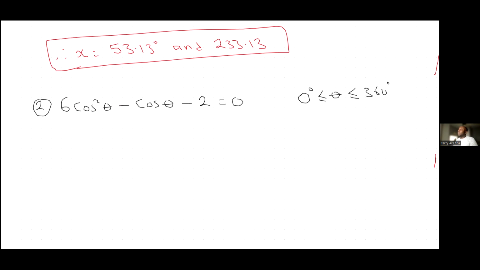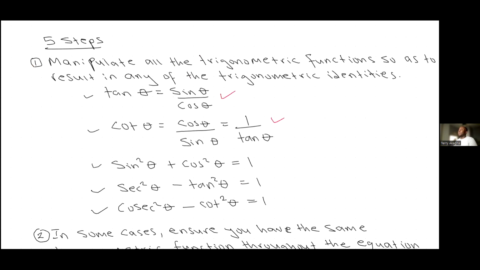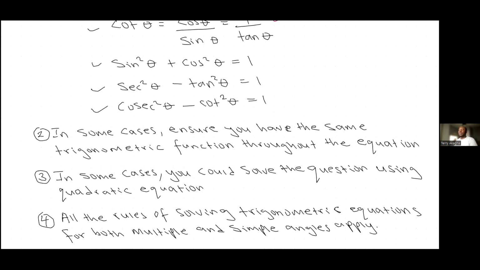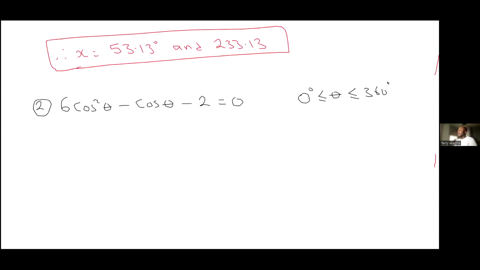Now, this is an interesting one. So when we went back to the rules, I told you that in some cases you need to have the same trigonometry function throughout, step 2. And also step 3, I also told you that you can solve some questions using a quadratic equation. All right, so this is a classical example of that. Now, if you look at this, for instance, you have 6 cos squared theta minus cos theta minus 2 is equal to 0.